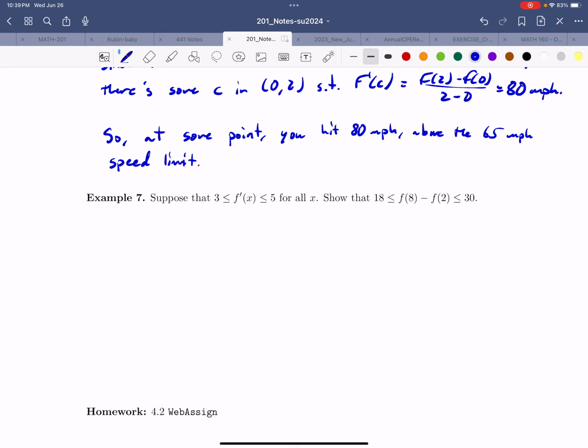So now let's go to a more conceptual, tricky problem. I just pulled this right from Stewart. Suppose that we have a function whose derivative is between 3 and 5 inclusive for all x. Show this bizarre inequality, right?